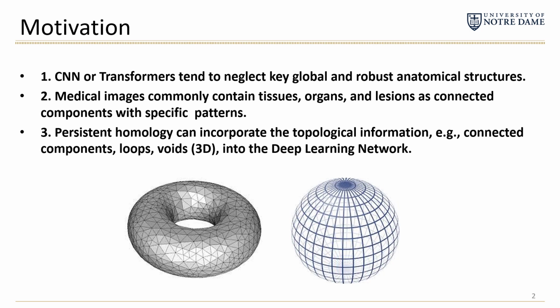This is the overall motivation of our method. First, the CNN or transformer backbone tends to neglect some key global or robust anatomical structures. Second, medical images commonly contain tissues, organs, or lesions as connected components with specific patterns. Third, persistent homology can incorporate topological information, for example, connected components, loops, or voids, into the deep learning network.